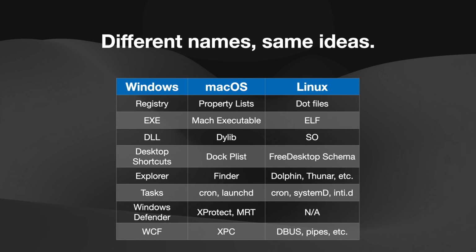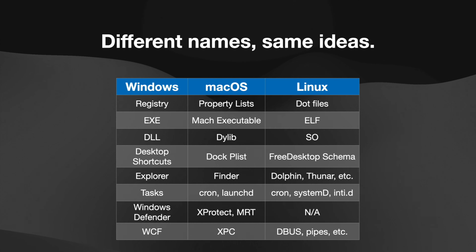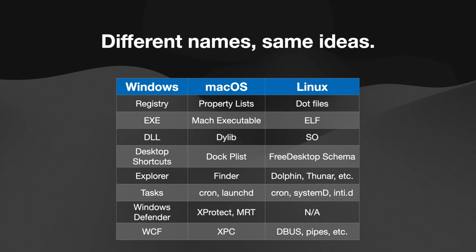Explorer.exe provides us with our file management. Finder does the same on macOS, and it's equivalent to Linux's Dolphin, Thunar, and whatever else comes with your desktop environment. On Windows, we get tasks, and on macOS, we have cron and launchd. Launchd is pretty similar to systemd, at least in what it does. But Linux being Linux, you're going to find cron and initd and all these other init systems depending on the distro.